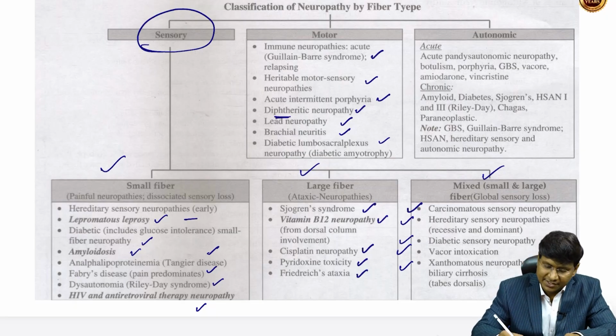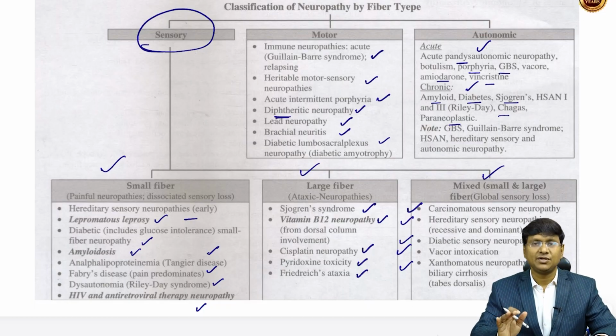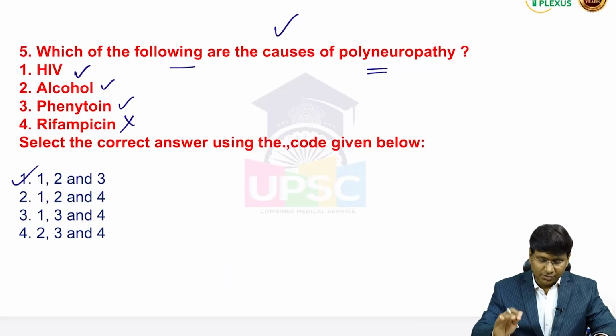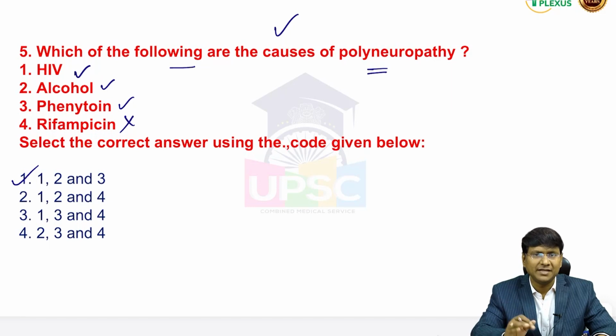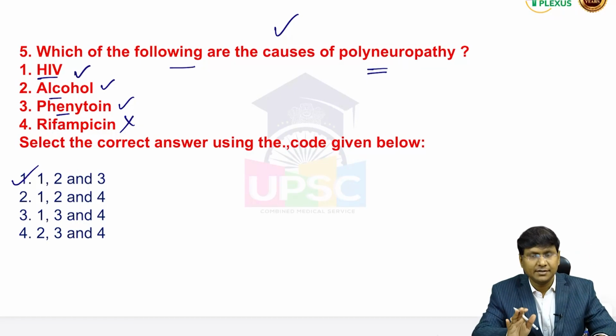Whereas autonomic neuropathy etiologies include acute as well as chronic causes. The acute causes are acute pandysautonomic neuropathy, botulism, porphyria, Guillain-Barré syndrome, amiodarone and vincristine. And chronic causes are amyloid, diabetes, Sjögren's, then Chagas, paraneoplastic diseases. So these are the various etiologies that will be causing autonomic neuropathy, both acute and chronic. So this is the question on the topic of peripheral neuropathy, and among the options given to you, the one which will be causing polyneuropathy is HIV, alcohol as well as phenytoin, right? Next question.